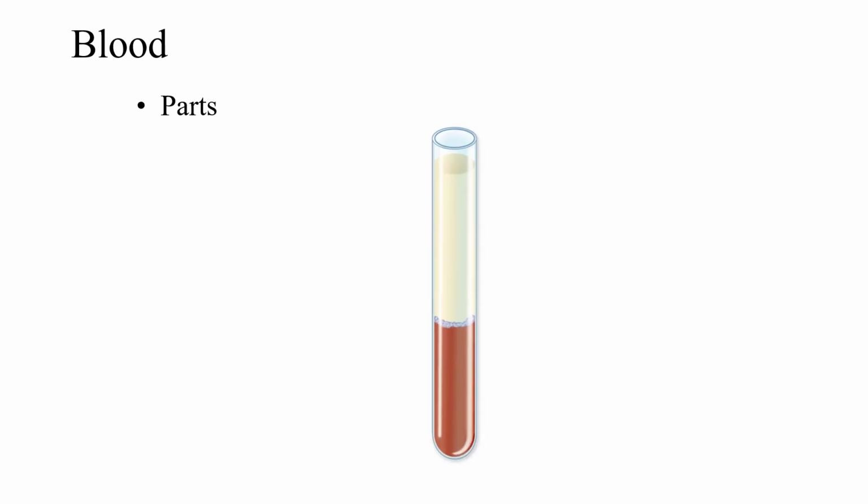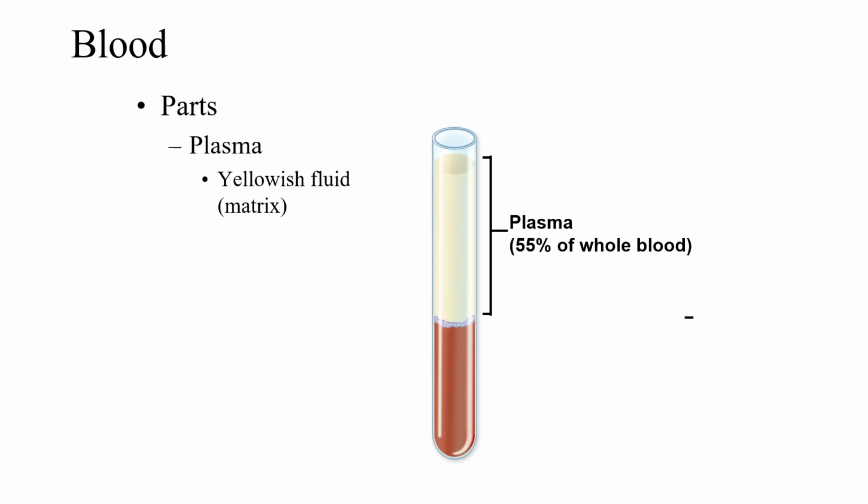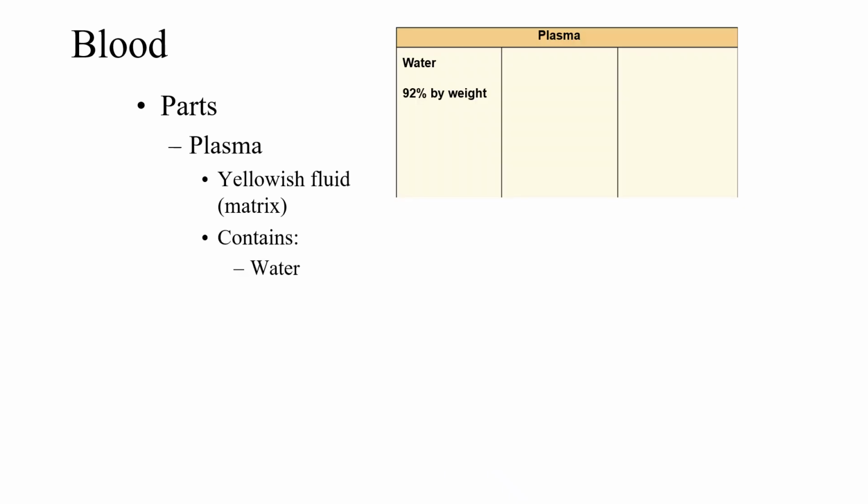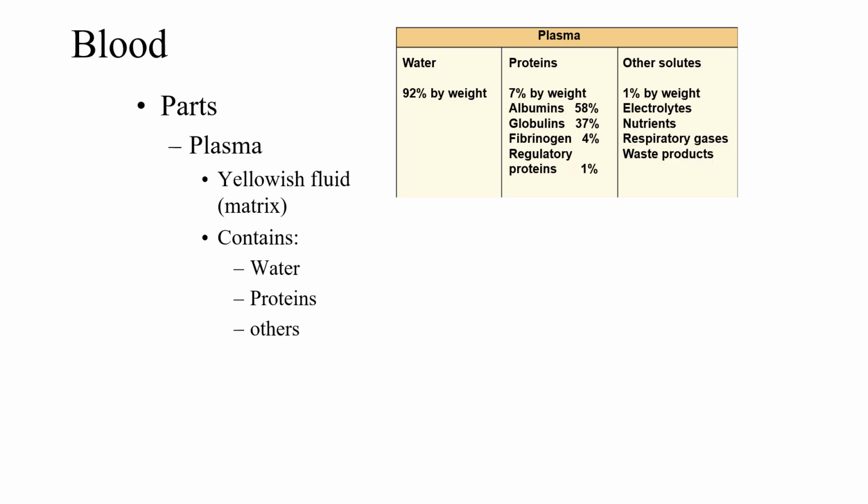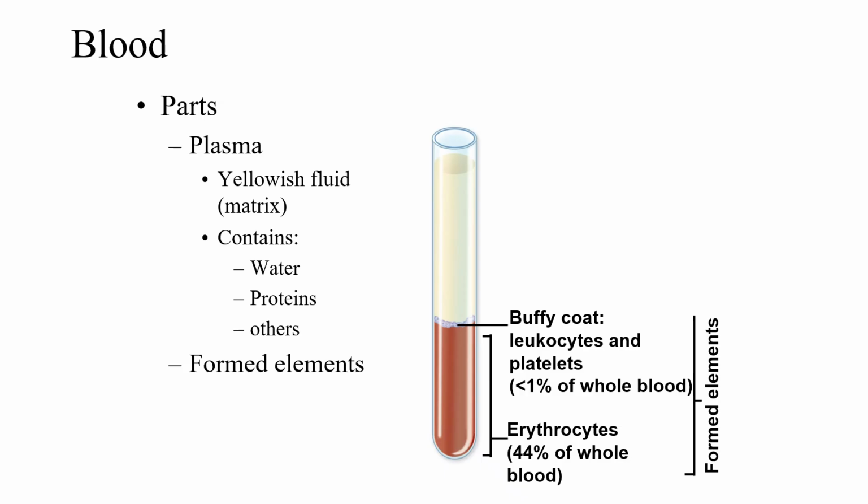All right. So let's look at the parts of blood. Blood is going to be made up of plasma, which is this yellowish fluid that makes up about 55% of our whole blood. Plasma is going to contain primarily water, but also proteins and other solutes like electrolytes, nutrients, respiratory gases, and waste products. We also will see a concentration of what are called formed elements. Formed elements is just a fancy term for cells. So these are the cells that are going to be found within our blood.